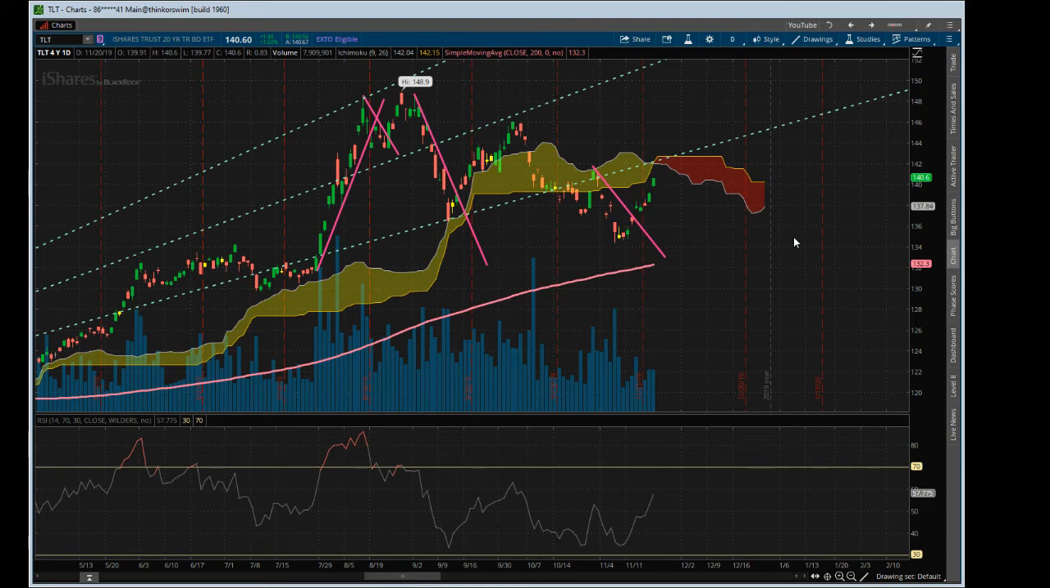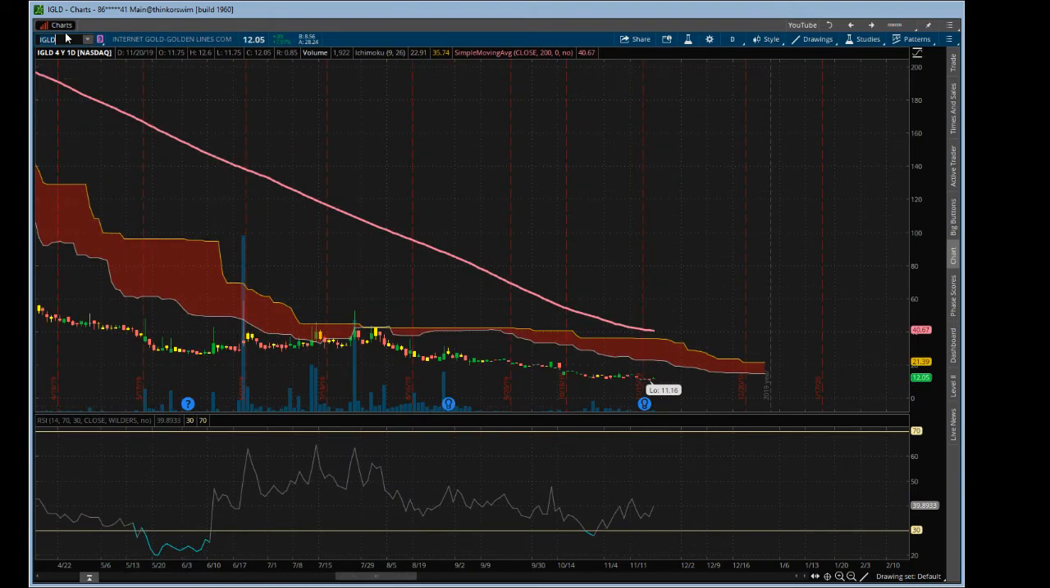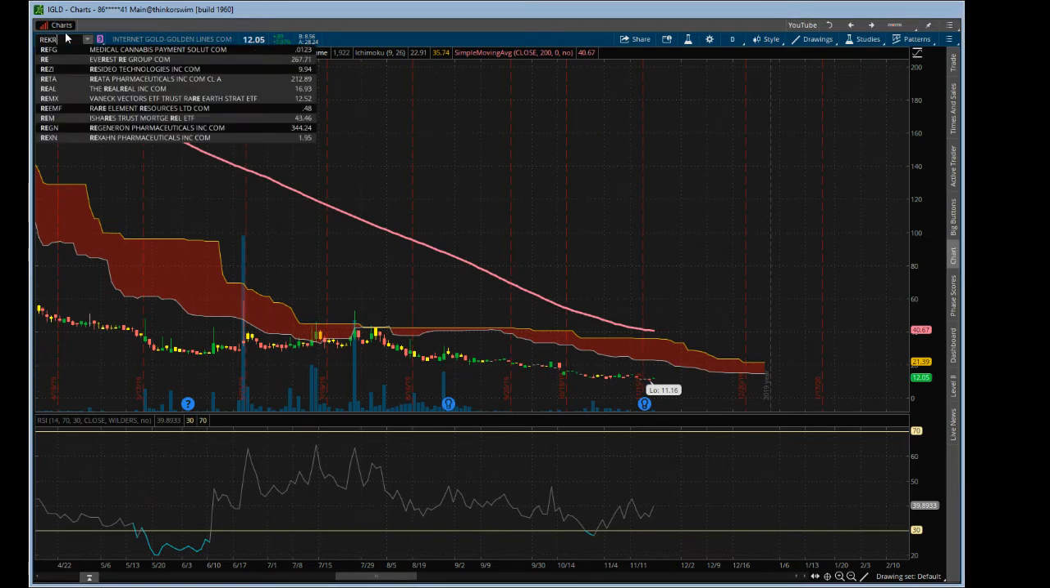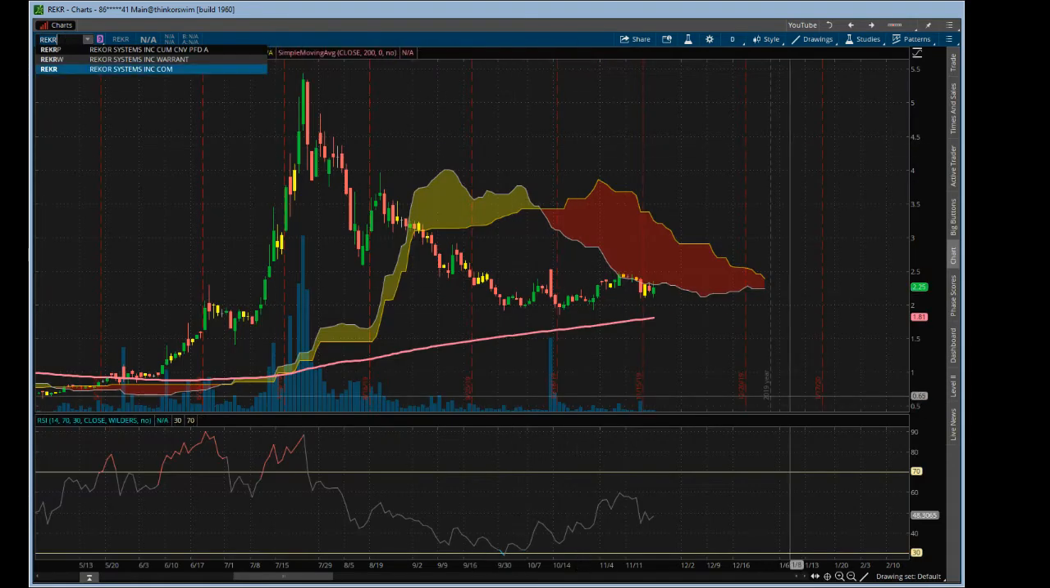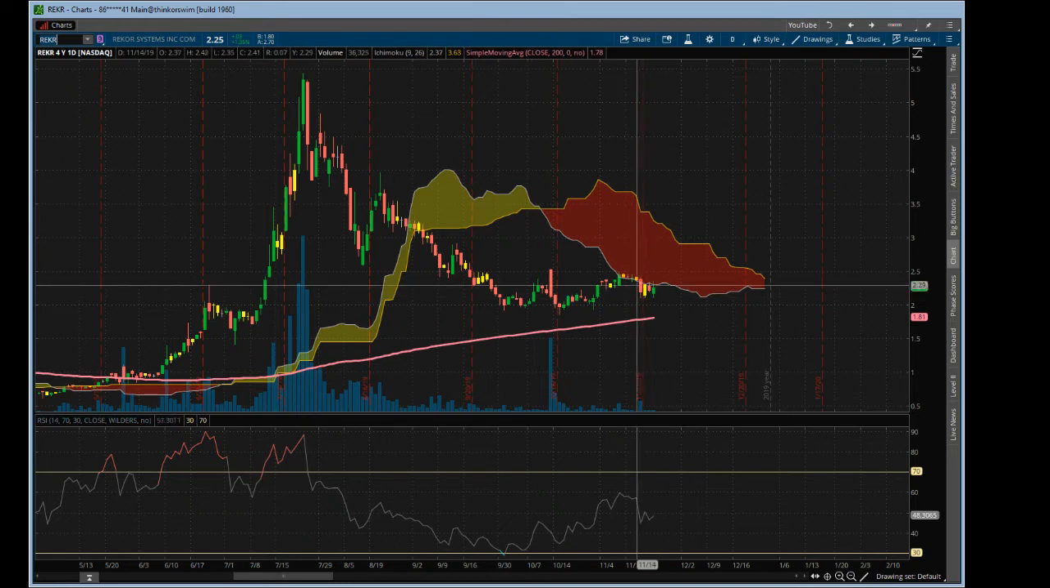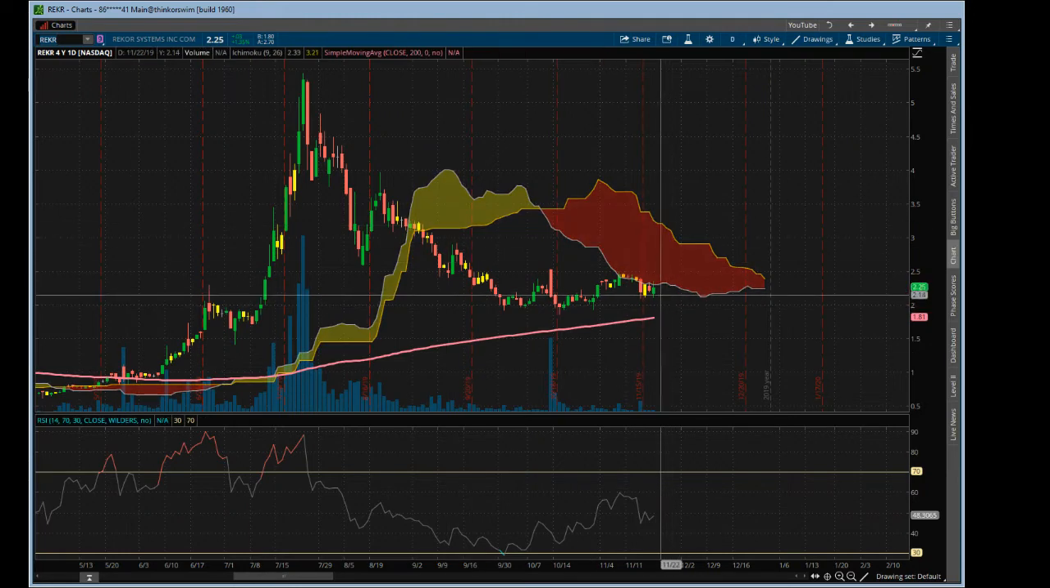IGLD. Really super duper choppy in there, so just be careful with that one. And REKR, unless there's some news after hours or something, but I wouldn't even mess with it if there's not. REKR, just kind of holding some resistance here at the cloud, so just be careful of that. Looks like a massive kind of head and shoulders type situation right here. So it might come back down and test that 200-day moving average at some point.